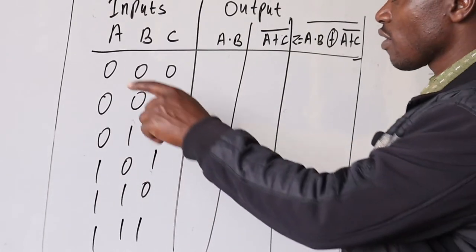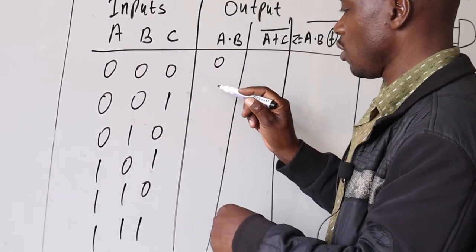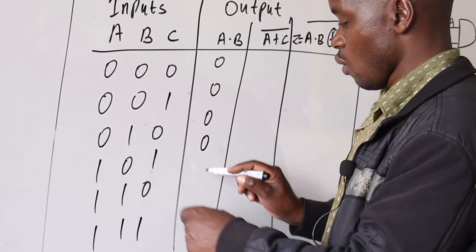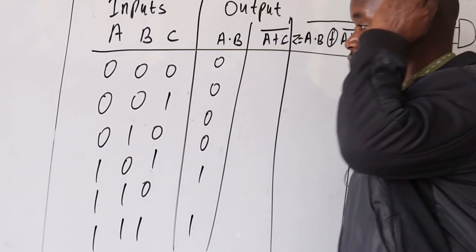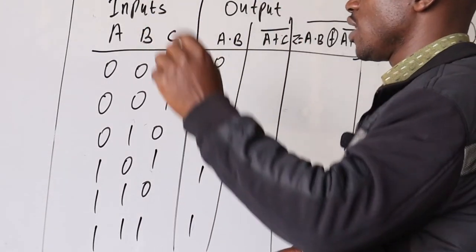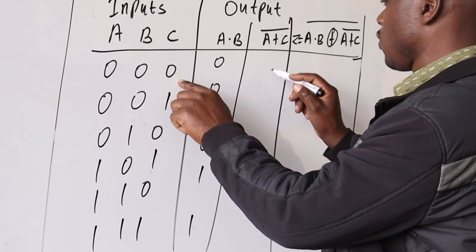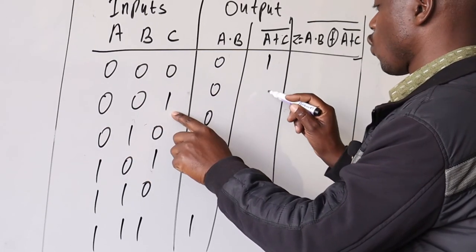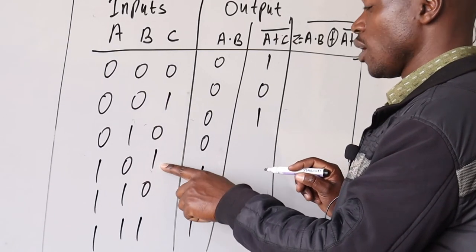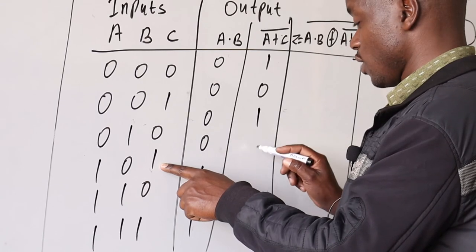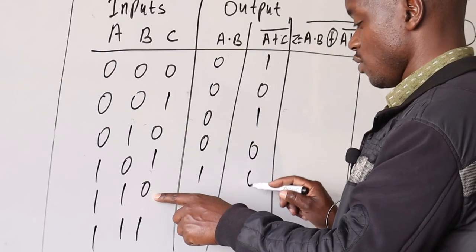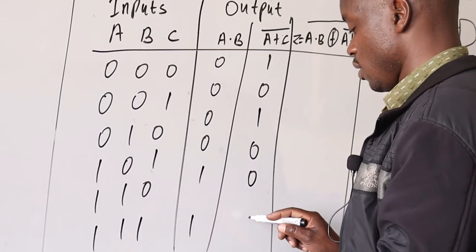A dot B, let us start from here. 0, 0 will be 0, 0, 0, 0, 1, 1. That is A dot B. Then the next one is A plus C bar. So you add, you invert. This plus C: 0 plus 1 is 1, invert, you get 0. 0 plus 0 is 0, you invert, you get 1. 1 plus 1 is 1, because it's an OR gate, you invert, you get 0. 1 plus 0 is 1, you invert, you get 0. 1 plus 1 is 1, you invert, you get 0.